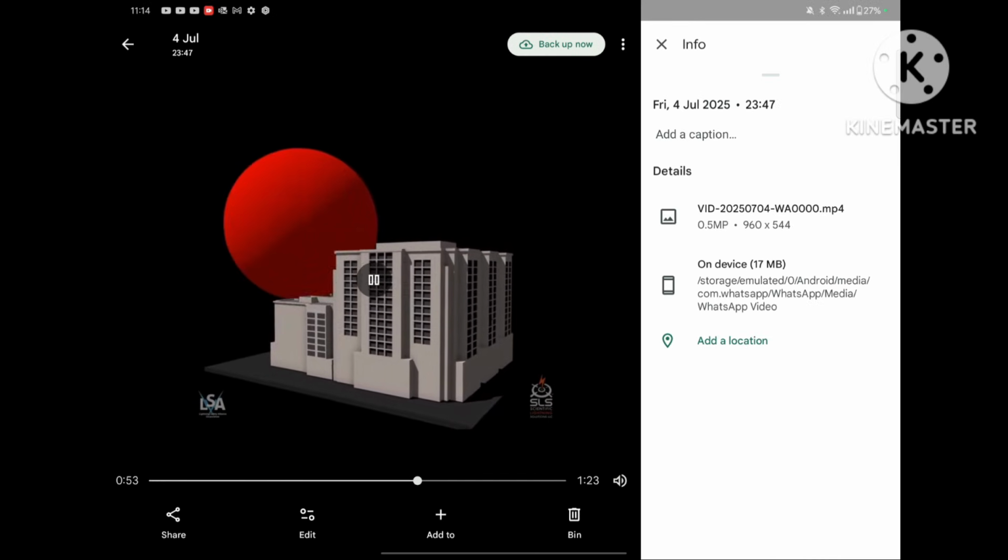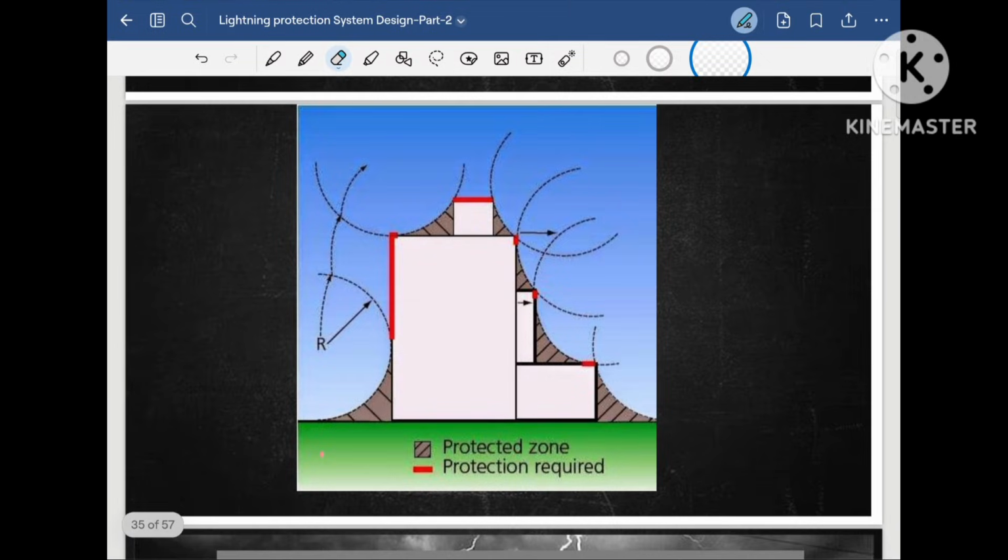This video I got from YouTube. I hope you understood the concept behind the rolling sphere method, that based on the protection class we have to imagine a sphere and roll it all over the project. Wherever the rolling sphere touches our structure, that location is a risky zone and we have to provide the lightning protection system, that is the air terminal rod. Whichever area is not touched by this imaginary sphere is considered a protected zone, and we don't need to provide any lightning protection air terminal at that location.